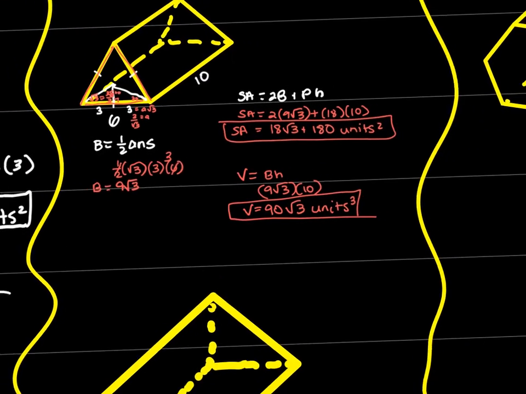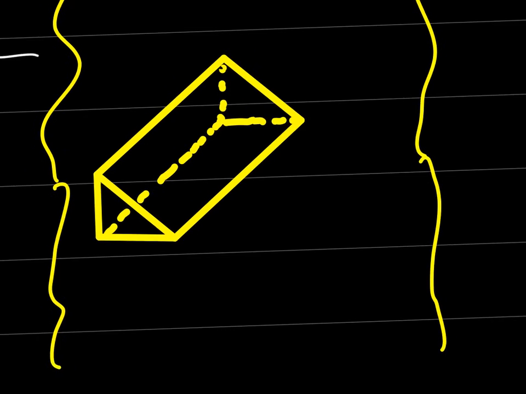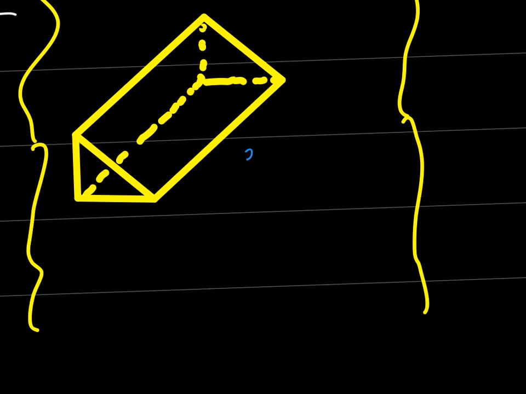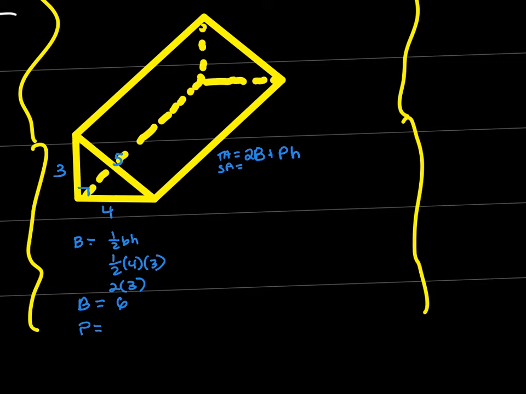Okay, if it's a right triangular prism, then it's still the same formula, 2B plus PH, but you'd see something like 3, 4, let's say. This would be total area or surface area, okay? To find B, I have to do 1/2 base times height. So 1/2 the base, which is 4, times the height, which is 3, or 2 times 3, which is 6. That's the base area. And then because it's a right triangle, I can find the hypotenuse. This is a triple 3, 4, 5, which means the perimeter is 3 plus 4 plus 5, or 12.